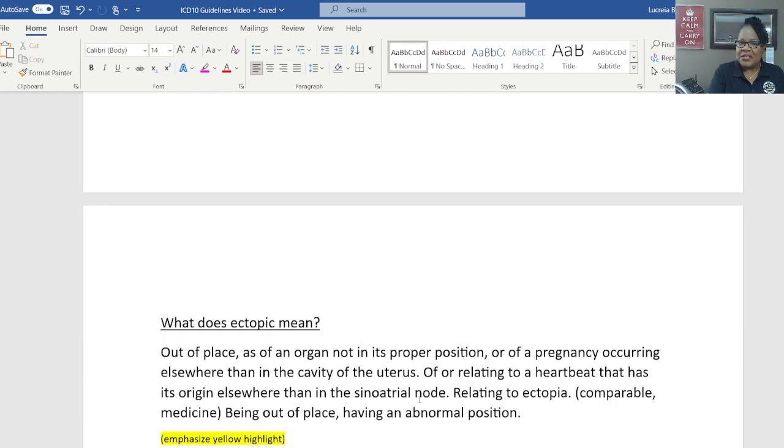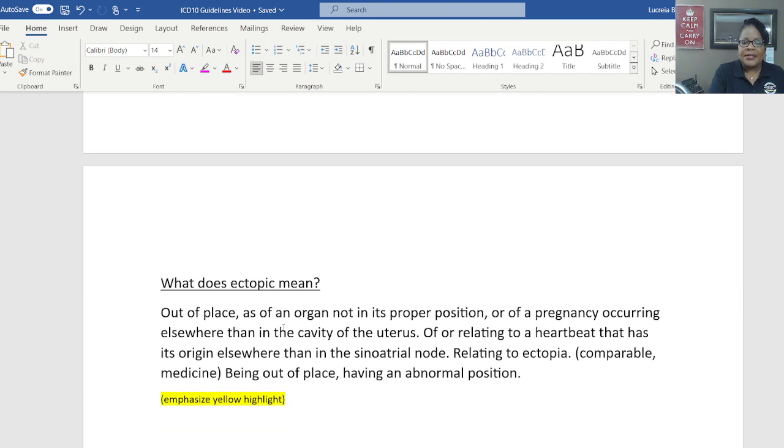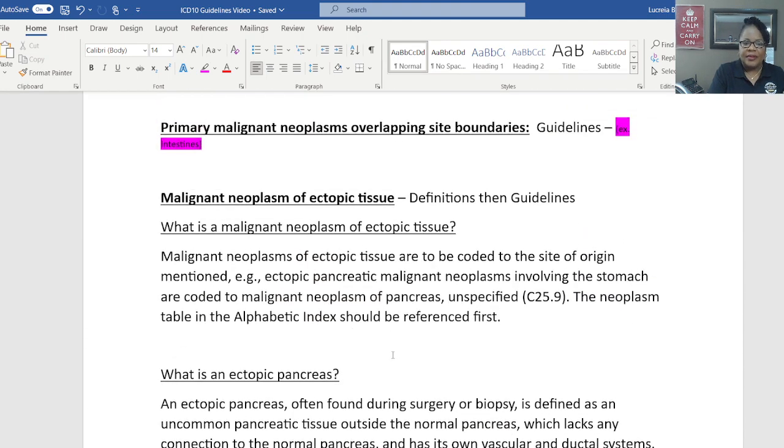Okay, so what does ectopic mean? It's out of place, as of an organ not in its proper position, or a pregnancy occurring elsewhere than in the cavity of the uterus, of or relating to a heartbeat that has its origin elsewhere than in the sinoatrial node. And it says relating to ectopia, being out of place, having an abnormal position. Okay, I got a better understanding of malignant neoplasm of ectopic tissue.